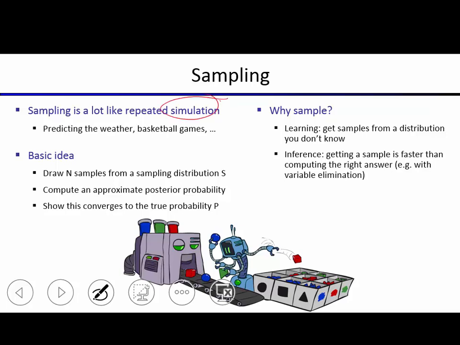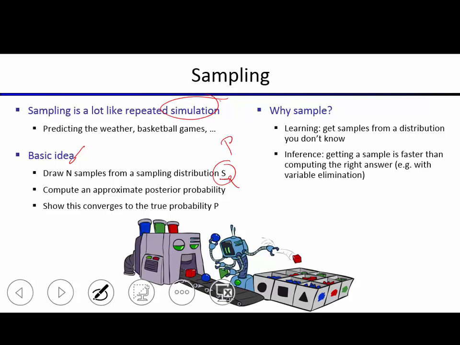The basic idea is that we draw n samples from some distribution S. And so S here on the slides will act a lot like what the letter P has been in past lectures. It stands for the sampling distribution. It's a probability distribution, S. It's not necessarily the exact one that we want to work with. It's often an approximation, but this is what we'll be working with.